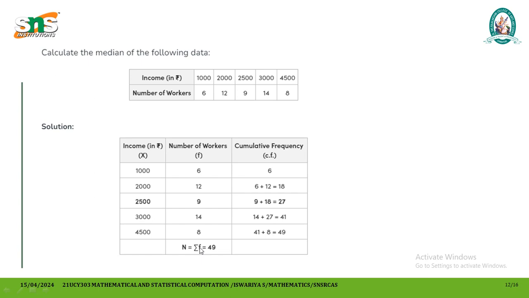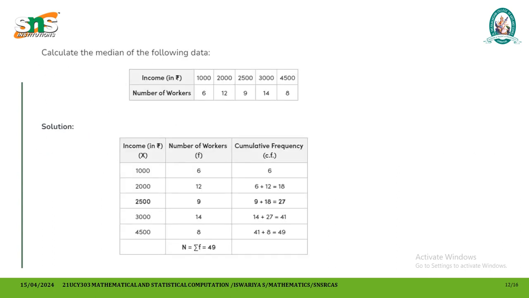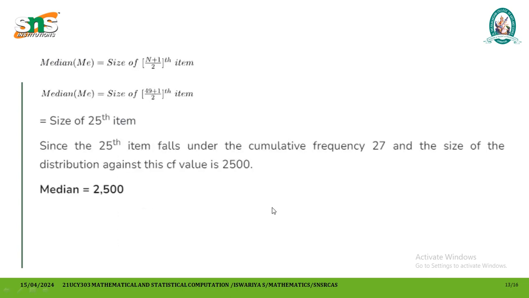After that we apply the formula, that is the (n plus 1) by 2 term. Here n is equal to 49. So 49 plus 1 by 2, I get the 25th term. In the table, the cumulative frequency nearest to 25 is 27. So the value of the median is 2500.